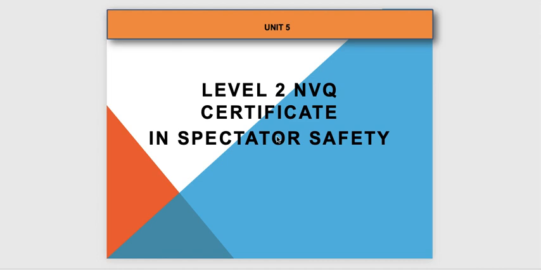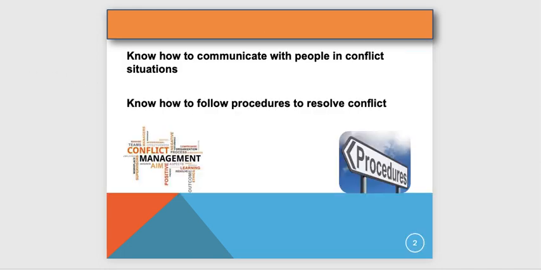Welcome to Unit 5, Conflict Management. As you can probably tell now, we've done 1, 2, 3 and 4. This is obviously number 5, so don't worry, just 2 more to go. So what we're going to learn today, the first one we're going to learn is know how to communicate with people in conflict situations and know how to follow procedures to resolve conflict. That's what we're going to go through today.